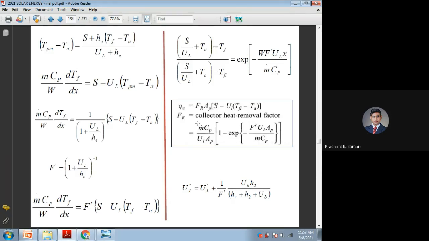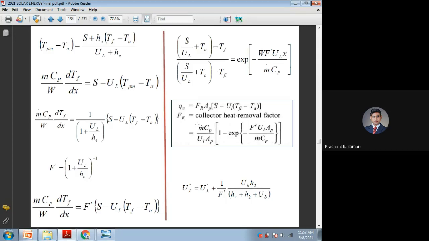At that point, once heating starts, we found the collector efficiency factor by taking the ratio. Now taking the ratio of actual useful heat gain, that is QU, divided by the useful heat gain if the entire collector plate, or the absorber plate, is maintained initially at the fluid inlet temperature. If the inlet temperature is used, that is the heat removal factor.